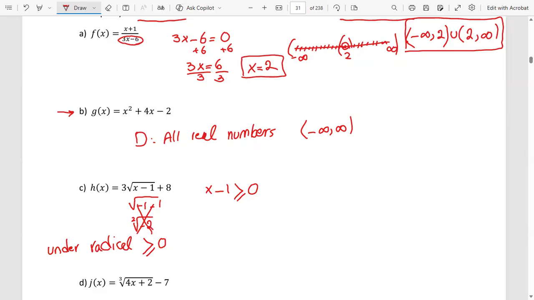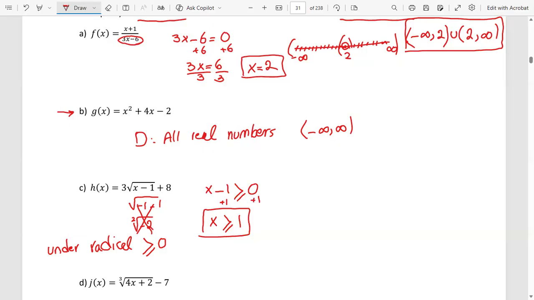It doesn't give you a negative number. And then solve for x. Find the x. That means adding 1 to both sides. So x must be greater than or equal to 1. These are the numbers that you can replace for x. Only the numbers that are greater than or equal to 1.